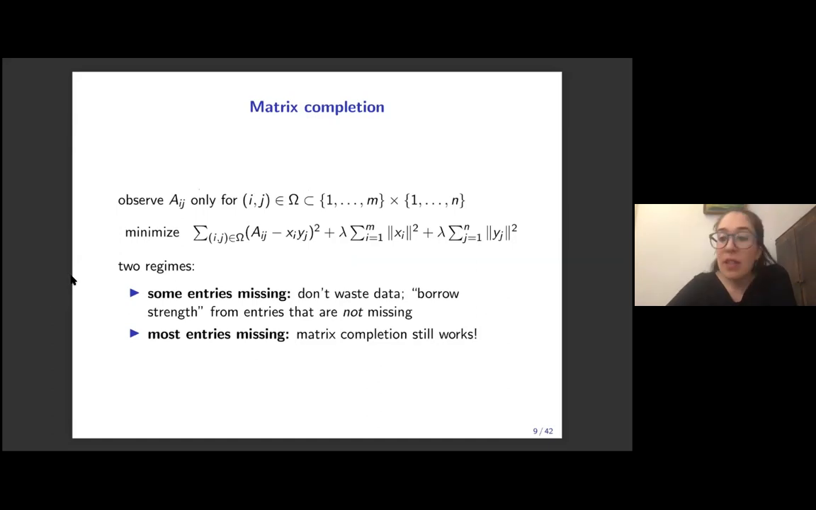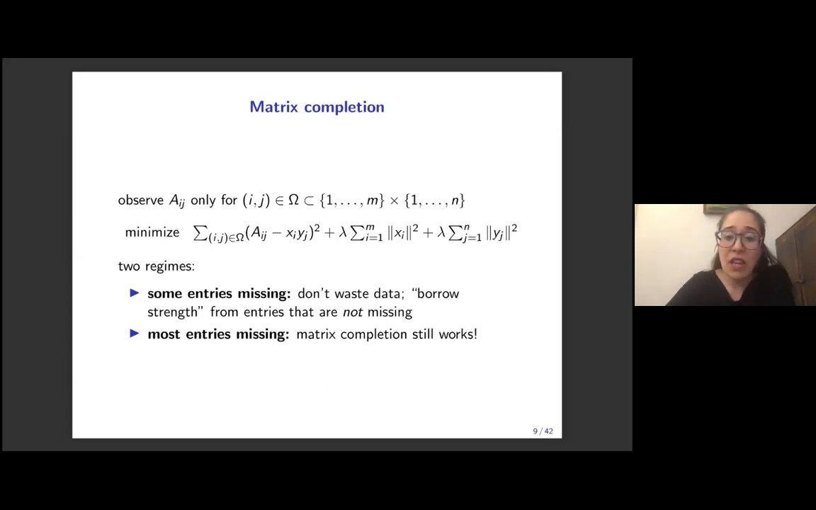Let me show you the simplest place that this comes up, which is a problem that's now called matrix completion, where you observe a_ij only for ij in some index set. And here we're going to assume that a_ij are real valued. The matrix completion problem, as it's usually written in the literature, has some variants, but one of the most common is this one. You minimize the difference between a_ij and x_i y_j, measured in the squared loss sense, plus some quadratic regularization on x, plus some quadratic regularization on y.